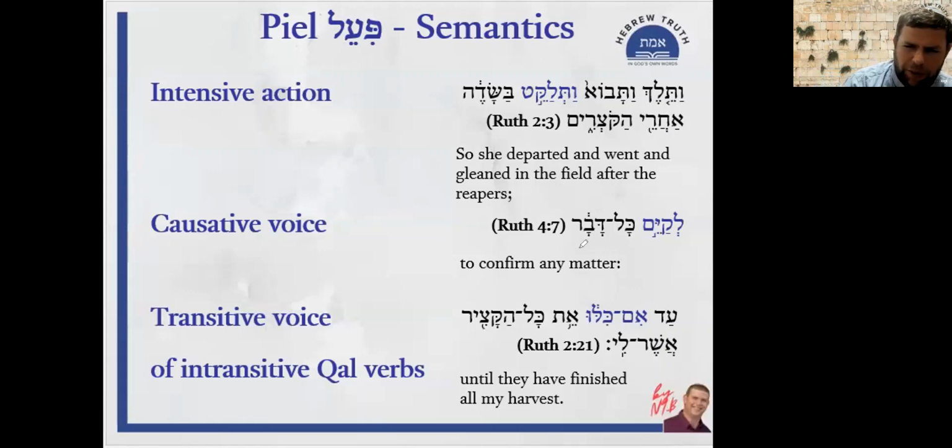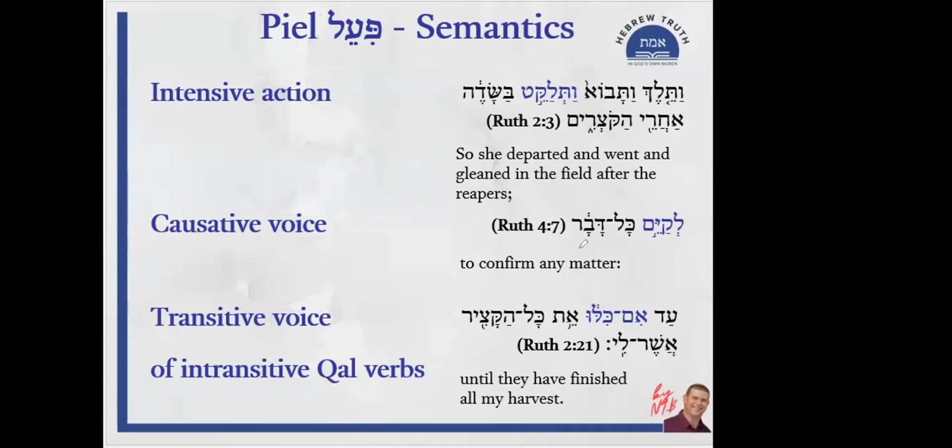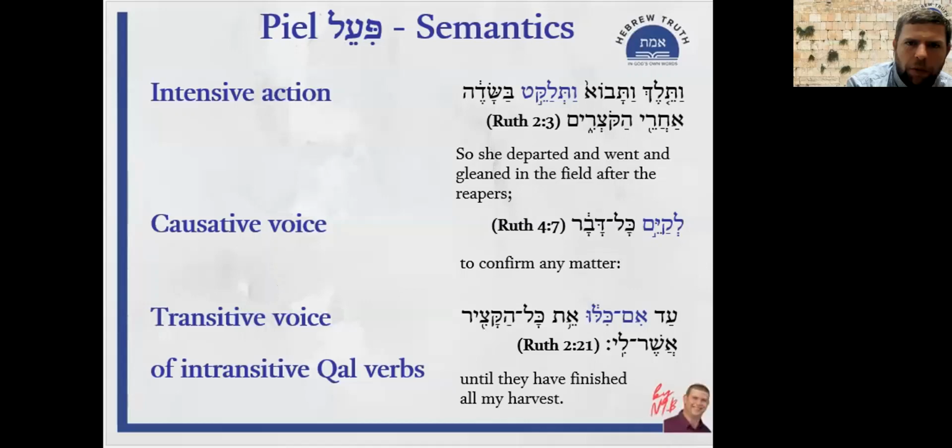So, Saul, can you read aloud Ruth 2:3? Vatelech vatavor vatlaket basadeh acharei hakotzerim. Right, so vatelaket, we have a dagesh in the tav, so this should be a moving shva, but except for that, I think you did very good. Hakotzerim, right? Vatelech vatavo vatelaket basadeh acharei hakotzerim. And you can see that vatelaket is in the PL. We can see the dagesh and the vowel that we've talked about.